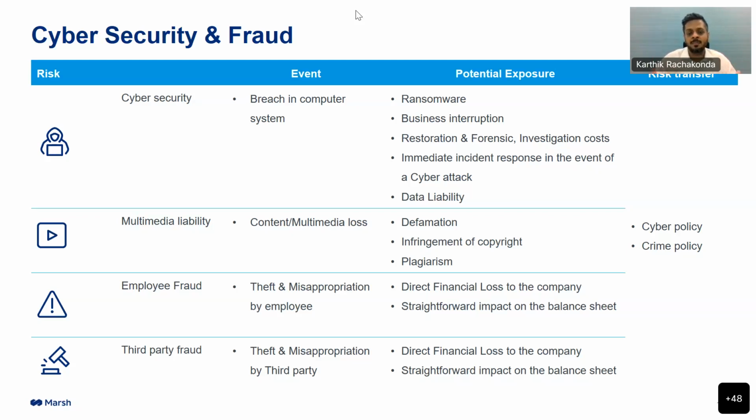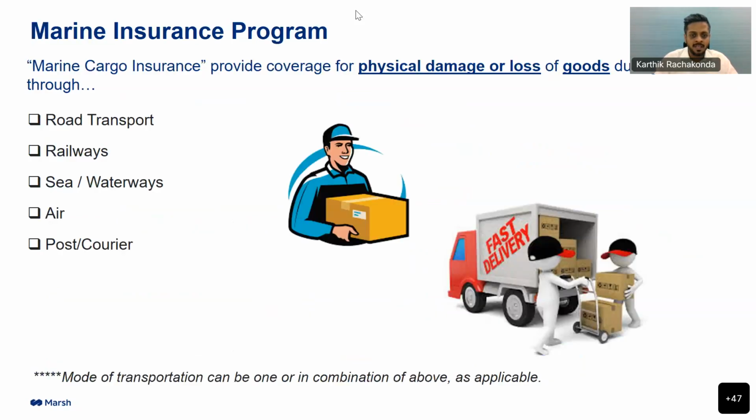So for these, there is a policy called a crime policy, which protects us for any direct financial loss due to an act of fraud or dishonesty committed by an employee, committed by a third party, or committed in collusion, right? So I'll hand it over to the next colleague to take you through marine.